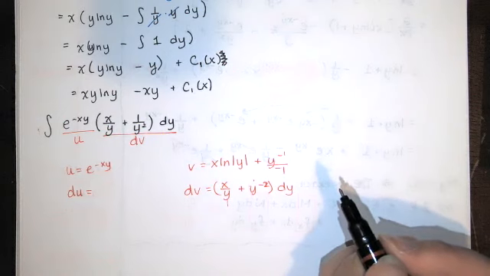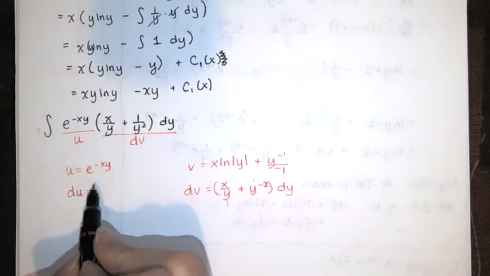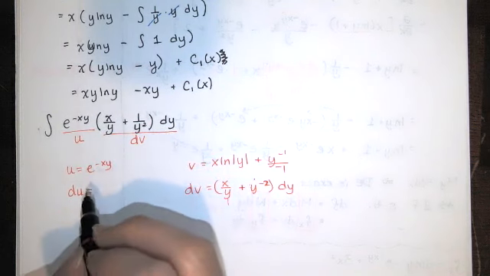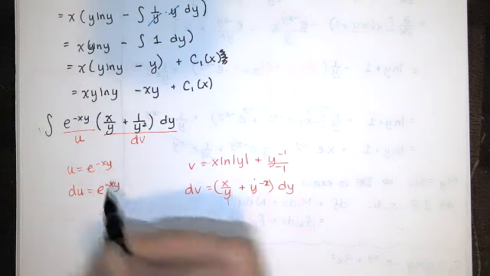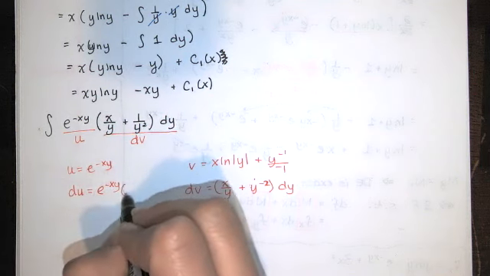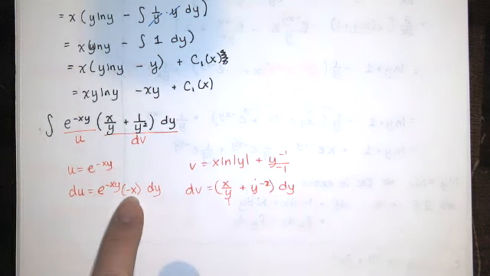Okay. And then the derivative of u in this case is the derivative of this with respect to y. So the derivative of e to some power with respect to y is e to that power. And then we're multiplying by the derivative of the inside with respect to y, treating x as a constant. And so this is a constant times y inside. So the derivative of that constant times y is the constant. So we have this times dy.